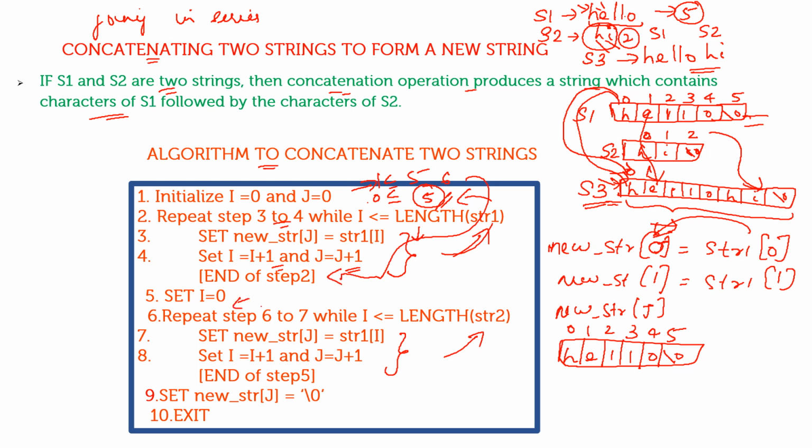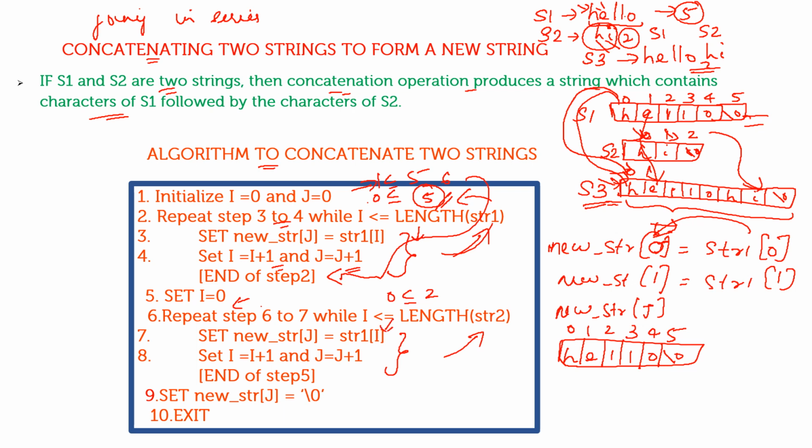So set I equal to 0. I is again initialized to 0 because now the traversing takes place from the string S2, right? So now repeat steps 6 to 7 while I is less than or equal to the length of string 2. Now it will check what is the length of string 2. It is 2, right? So whether 0 is less than or equal to 2, yes, it is true. It comes inside the loop.